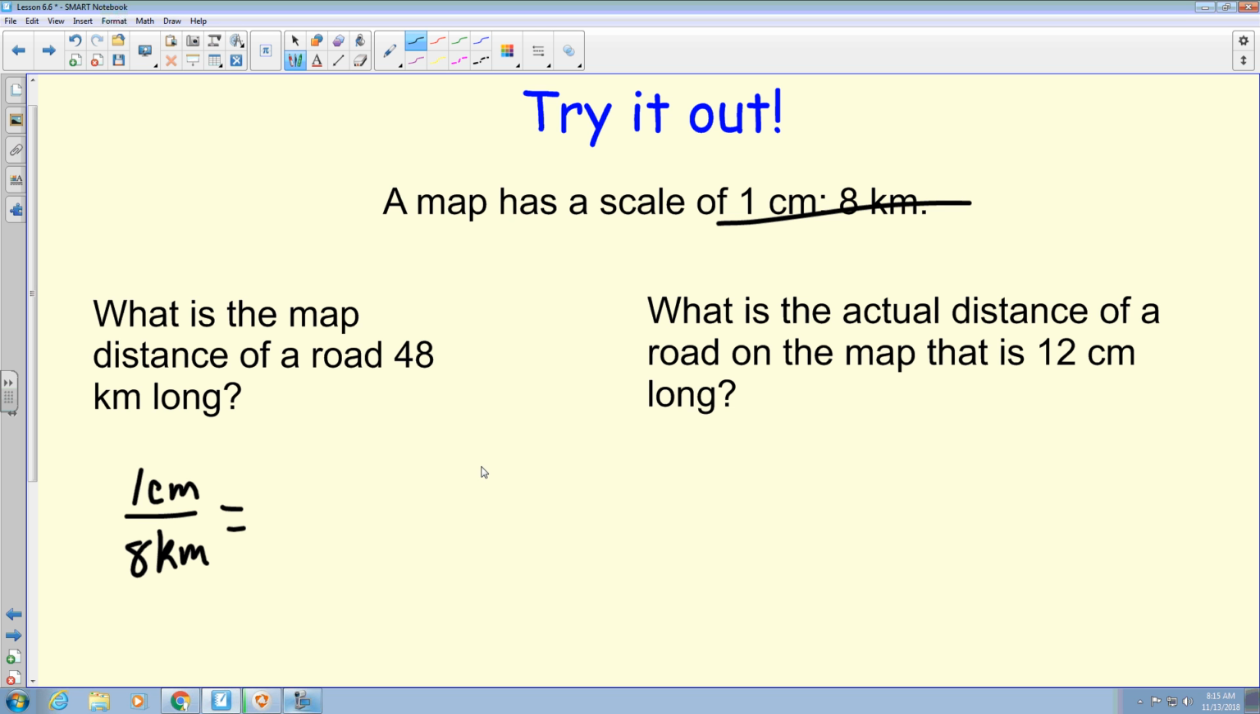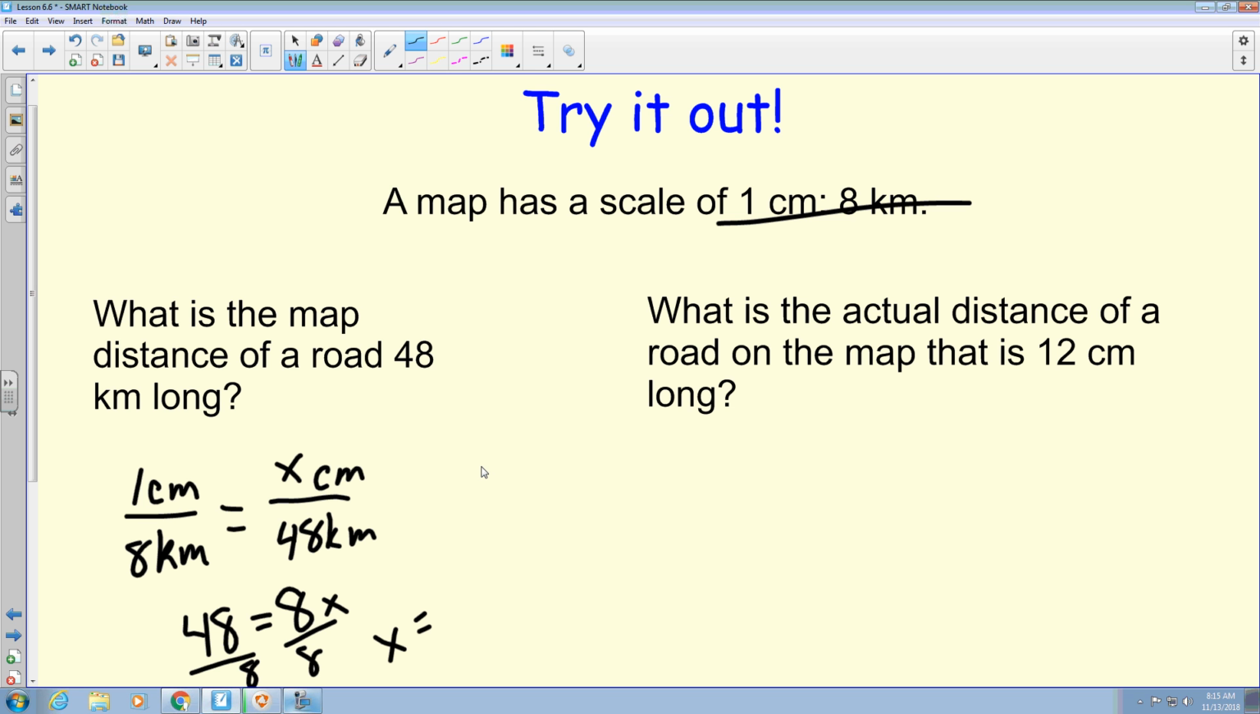So if I read this, it says, what is the map distance of a road 48 kilometers long? So they give us the 48 kilometers. What they want us to find is what it's going to be written in centimeters. We don't know what that is, so we'll represent it as x. Do the cross products. 1 times 48 is 48. 8 times x is 8x. Divide everything by 8. X will equal 6 centimeters.